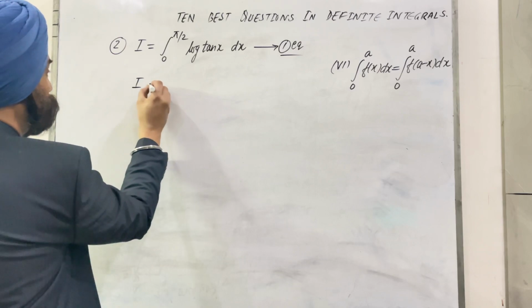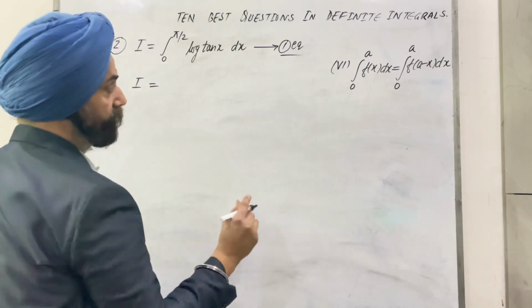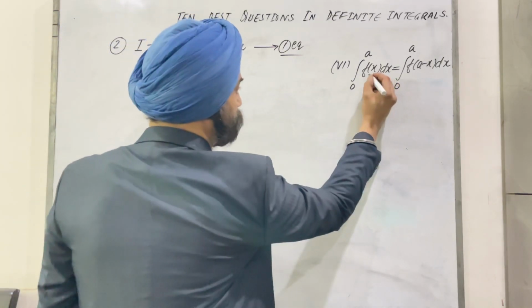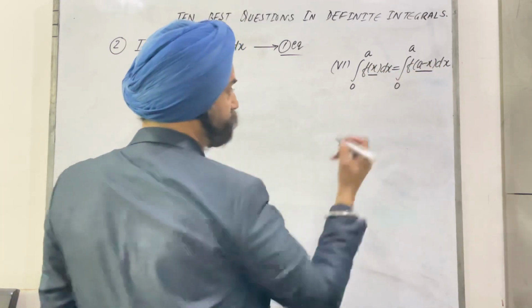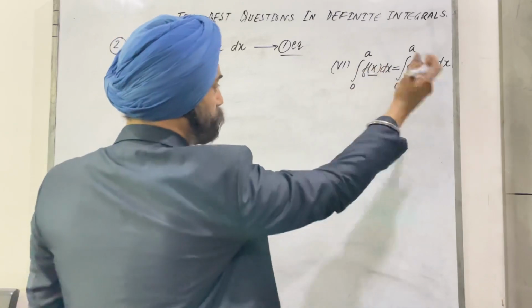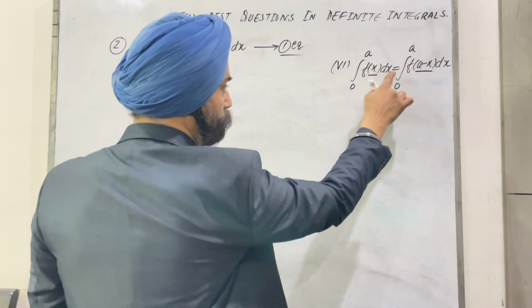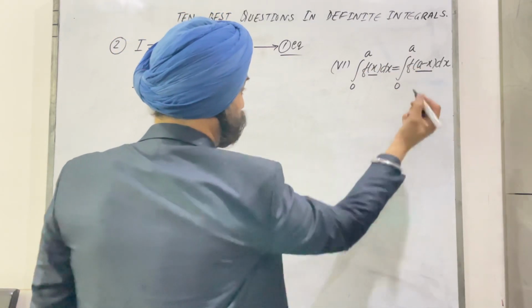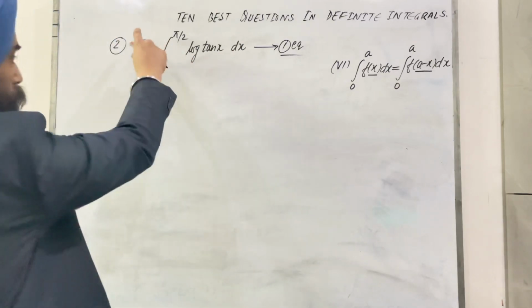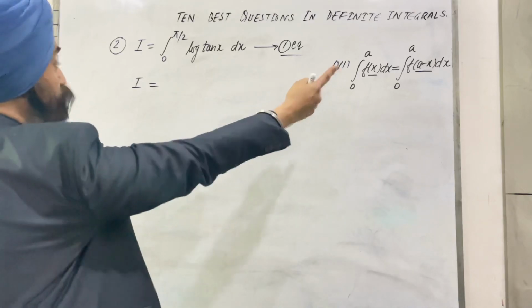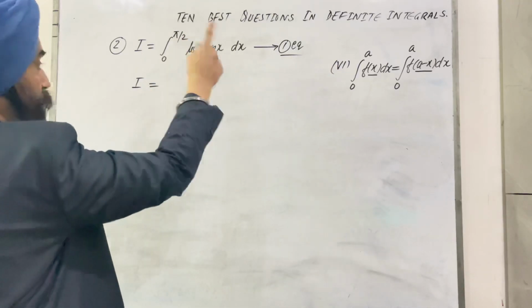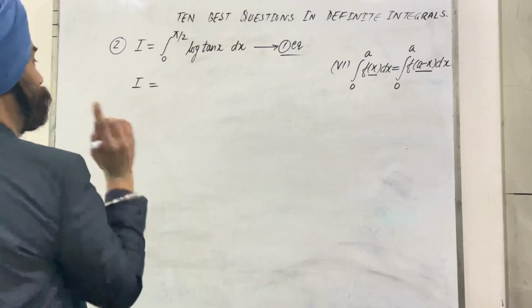So this property suggests that if we make these changes, means in place of x present in the function, if I write upper limit minus x, it will not change the value of the integral. That's why we have placed an equality sign in between. So if I have assumed this integral as I, after application of this property, the value of this integral will again continue to remain as I.